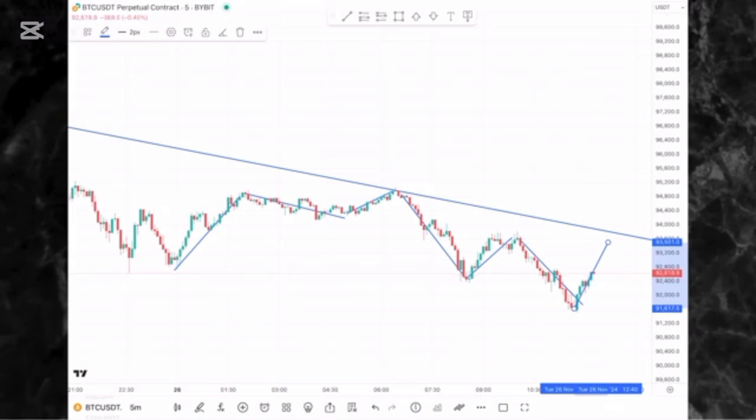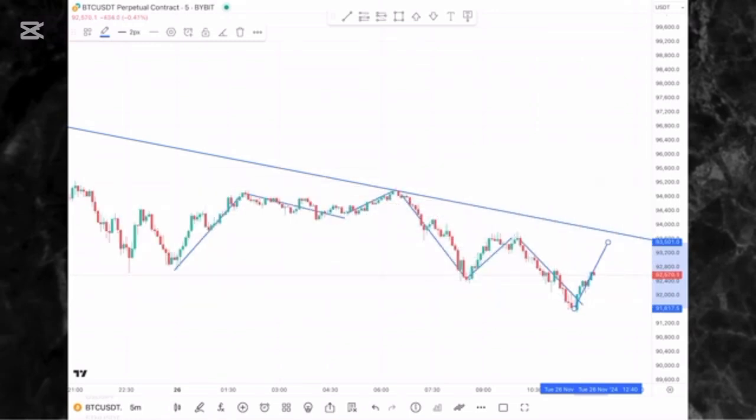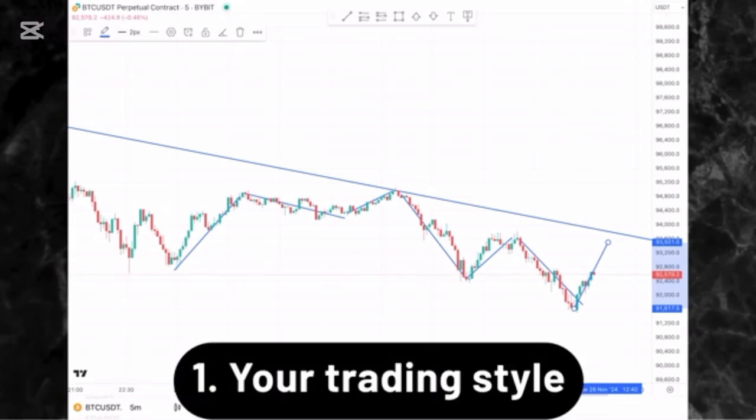I hope you understand. So now that you understand how you can use time frames effectively, the next thing is, how do you choose the best time frame for your strategy? Choosing the best time frame depends on different things. The first thing is your trading style. There are different time frames you can use depending on the strategy or the trading style you use.